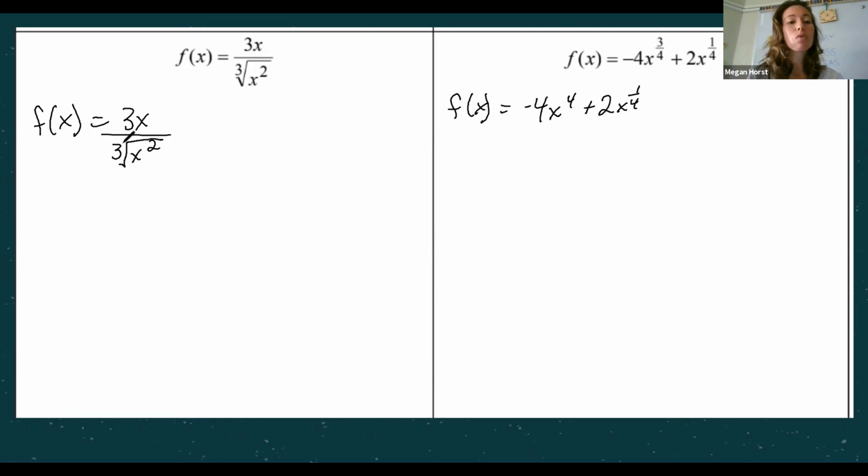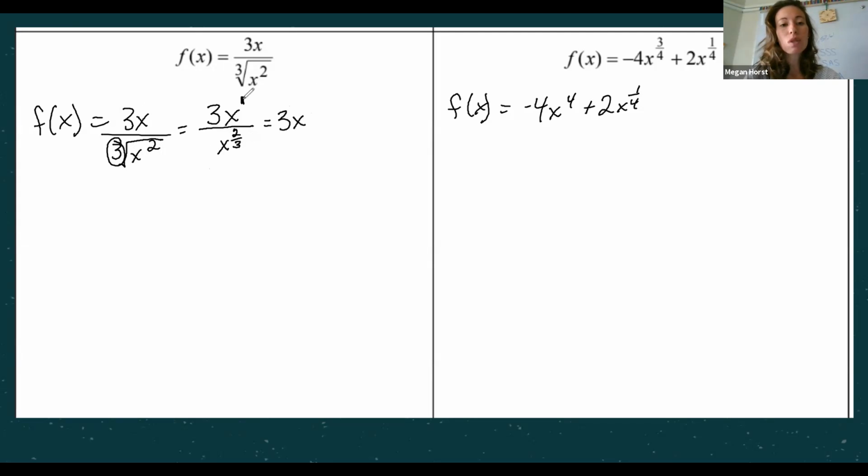And I know that I can write roots with a rational exponent. So I'm going to start by rewriting this as 3x divided by x to the 2/3, because if I have an index of 3, it means my exponent stays 2 divided by 3. Now, notice I have an x to the first up here and x to the 2/3.